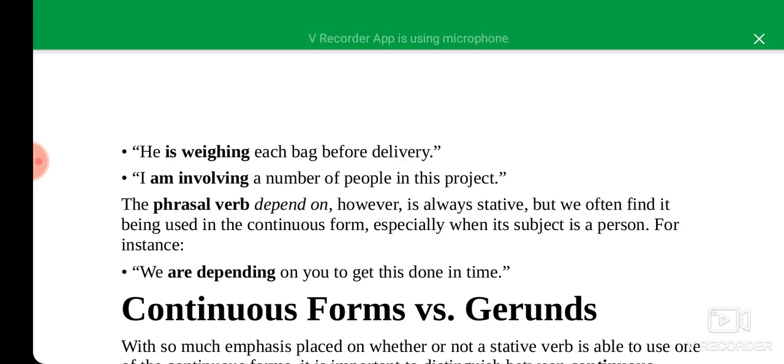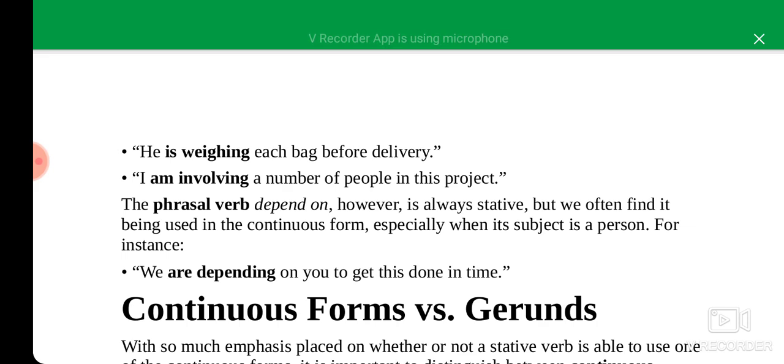In the previous sentence, we were talking about he weighs 160 kg. Now, he himself does not weigh. He is a subject. He has another object, that is each bag. Now he is weighing them. So here the subject is the person who is doing something. In this case, weighing is a verb used as an action verb, and you can make its ing form. I am involving a number of people in this project. Here I is the subject and it has an action verb, involving. You can make its ing form in this case.